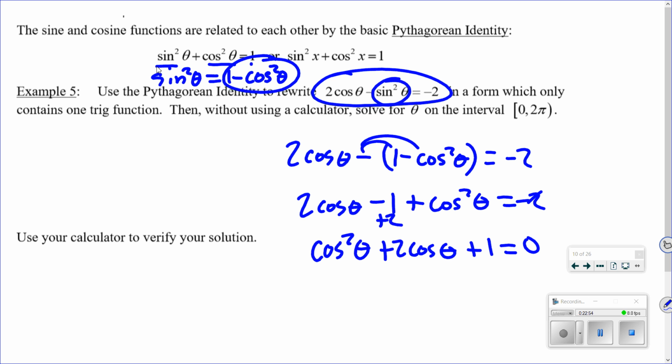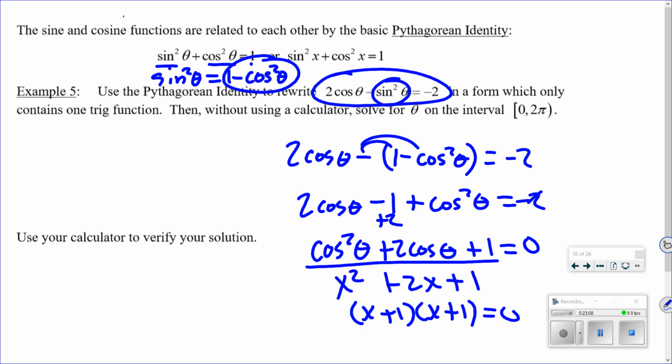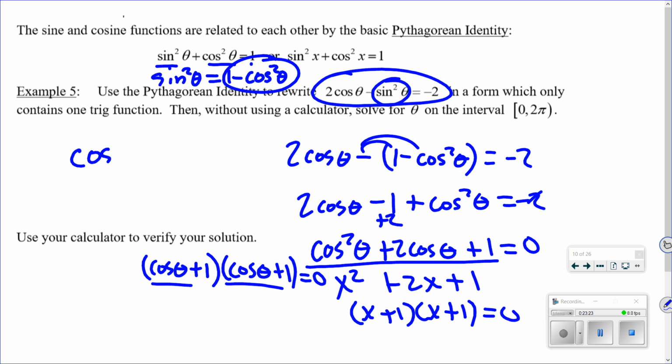So this is kind of weird, but this actually is a quadratic. See the cosine squared plus 2. So if I think of it as being x squared plus 2x plus 1, that factors to be x plus 1 times x plus 1. So if I want to factor this, I can. It will just factor to be cosine of theta plus 1, cosine of theta plus 1. So normally I'd set both of them equal to 0, but because they're the same thing, I don't have to do it twice. I'll just do it once.